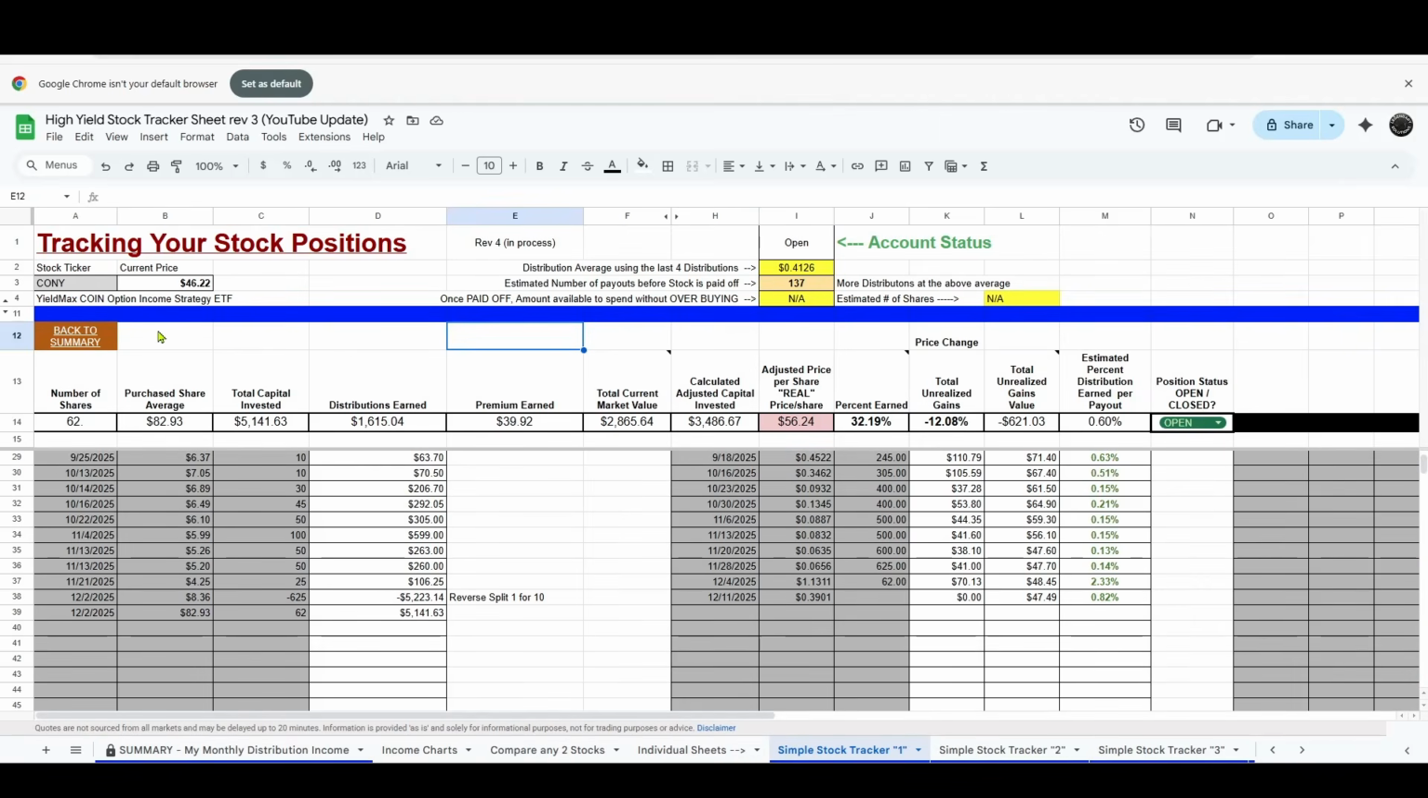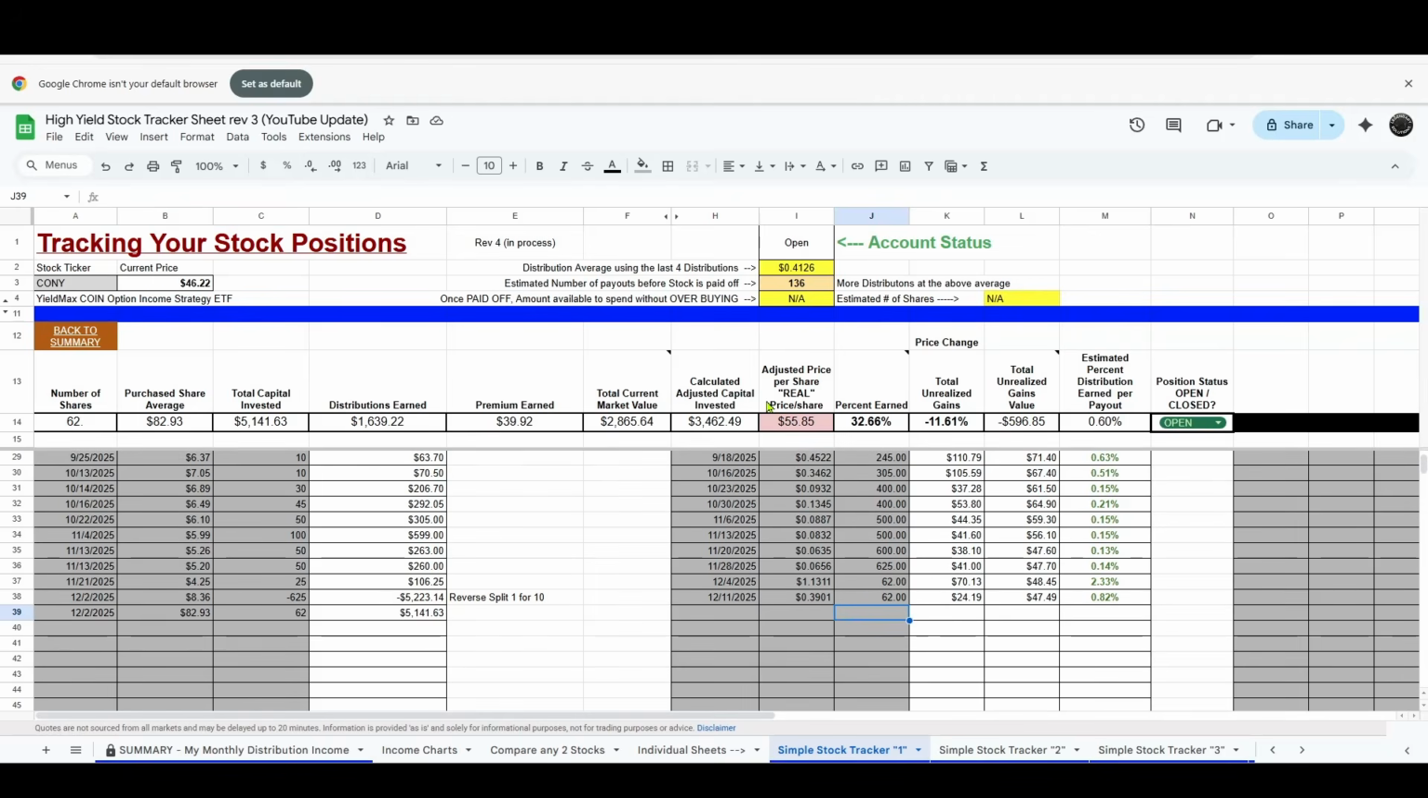So we're looking at CONY, and I've already entered in the distribution amount. So all I've got to do is enter in the number of shares. It'll recalculate that real share price, and then we'll be able to see where we're currently sitting. So for CONY, I have 62 shares. I can enter in 62. So that's going to change my real price per share from $56.24 to $55.85.